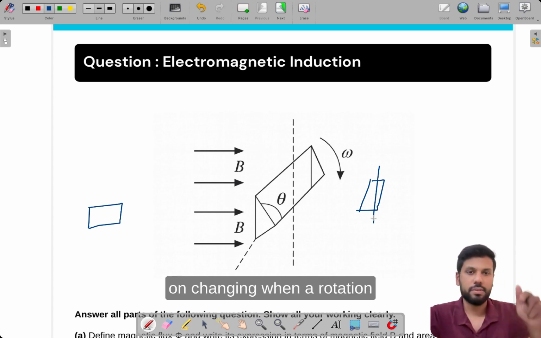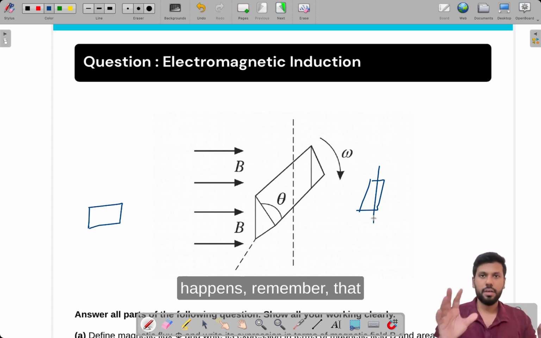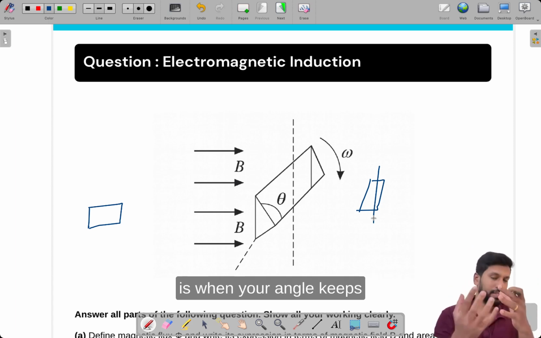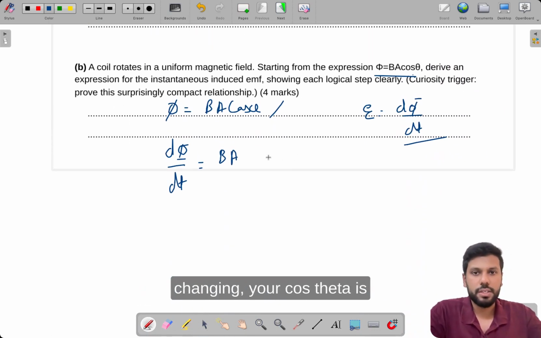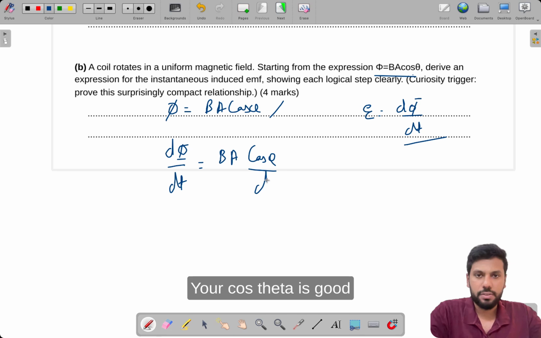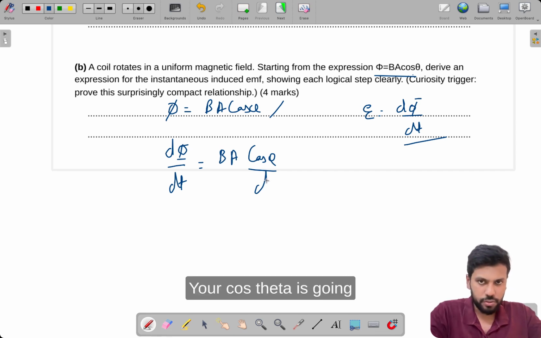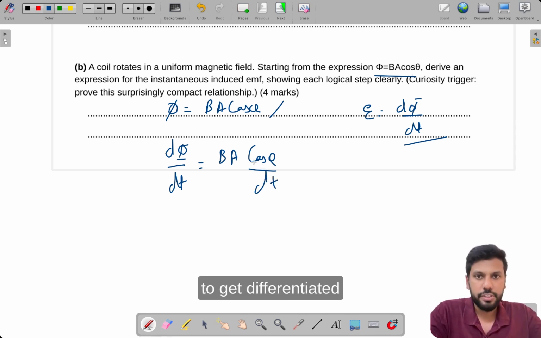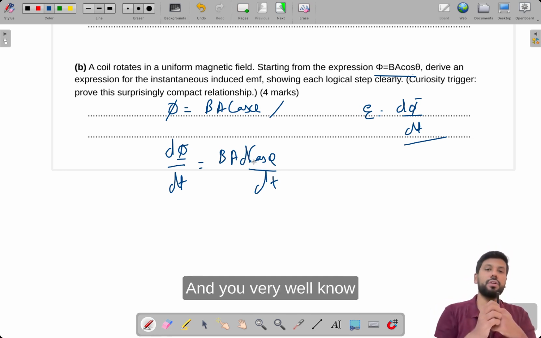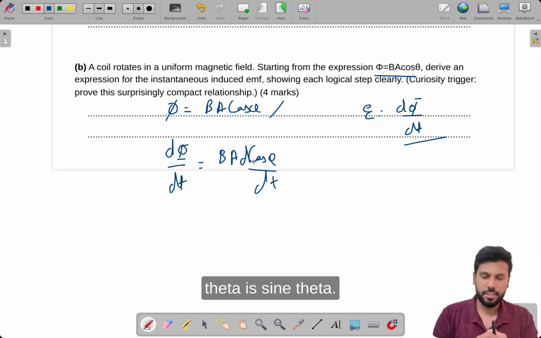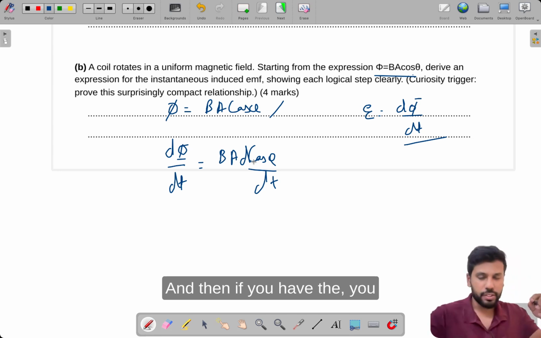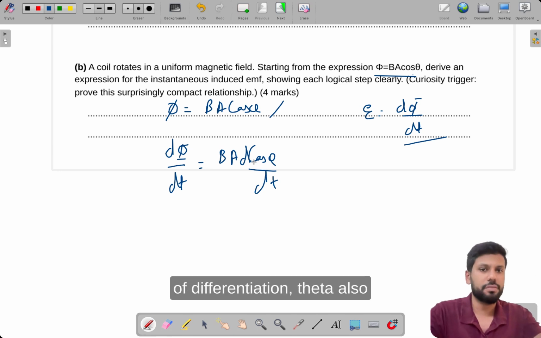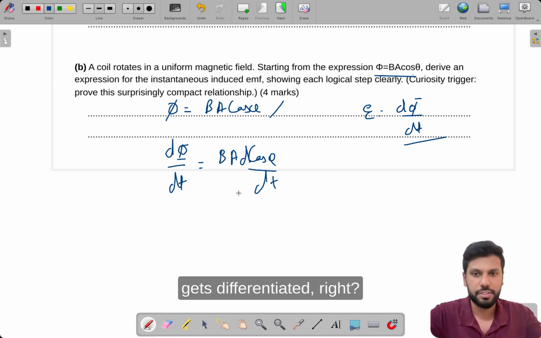But your angle keeps on changing. When a rotation happens, remember, that is when your angle keeps on changing, right? So now when your angle is changing, your cos theta is going to get differentiated with respect to time, and you very well know the differentiation of cos theta is sine theta. And if you know the rule of differentiation, theta also gets differentiated, right?